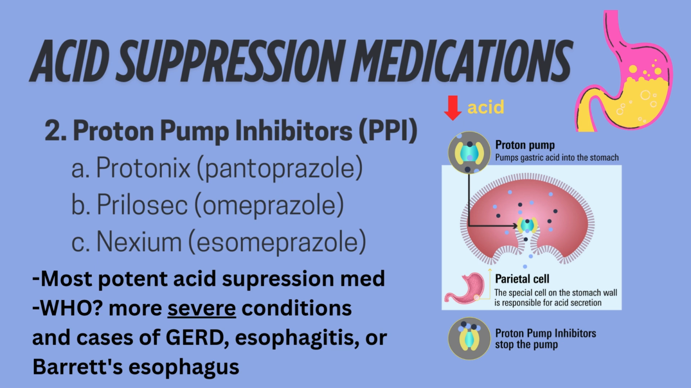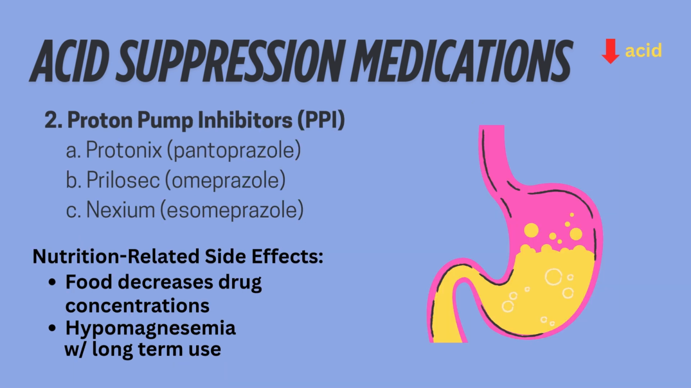So, when it comes to the nutrition-related side effects, with all these acid suppression medications, we do need to think about what the effect of decreased stomach acid has on our absorption of nutrients like B12, iron, and calcium. But the nutrition-related side effects that we need to know about the proton pump inhibitors is that food decreases the drug concentration, food in the stomach, and with long-term use, we can see low serum magnesium, hypomagnesemia.